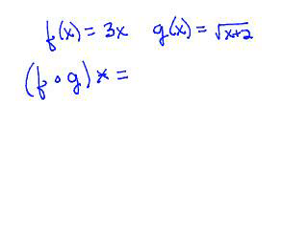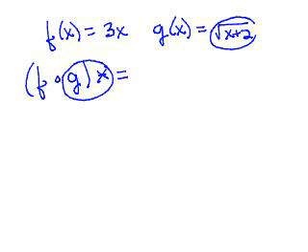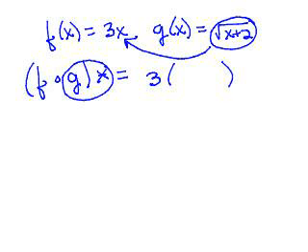So we're replacing the second function in for the x in the first function. So here's our second function, square root of x plus 2, and that is being replaced in for the x in the outside function. Okay, so we need 3, and instead of x, we take it out and replace it with the square root of x plus 2.